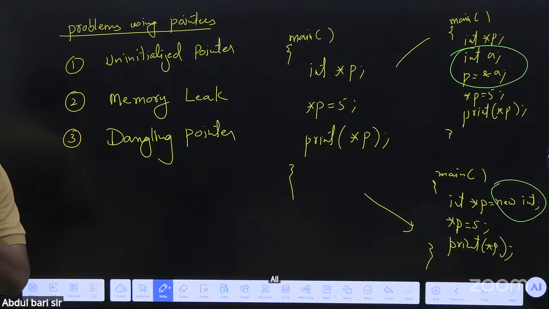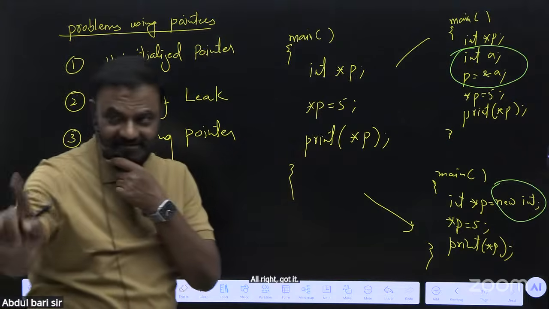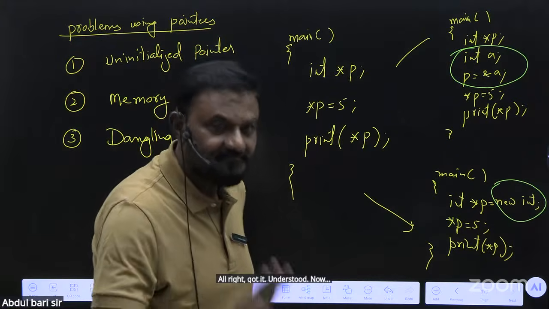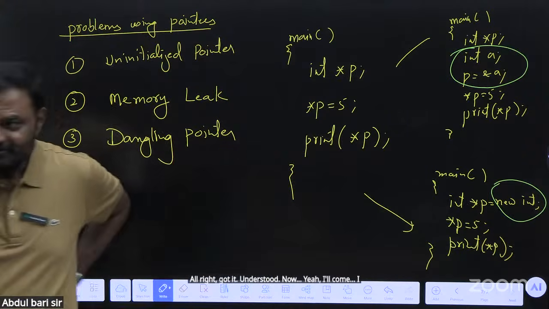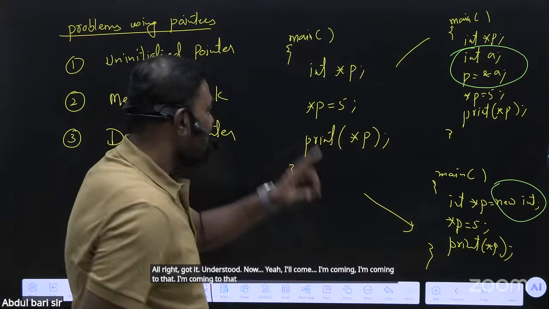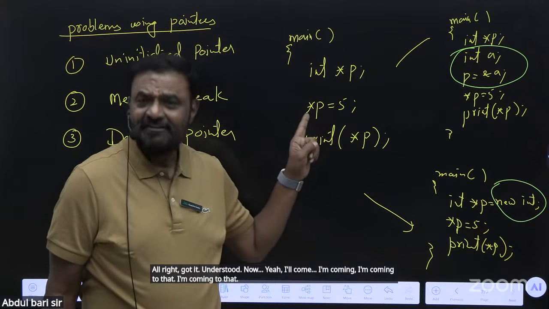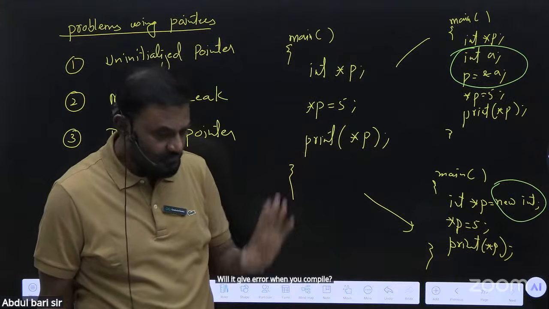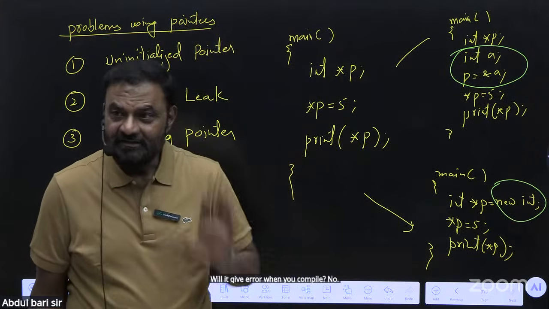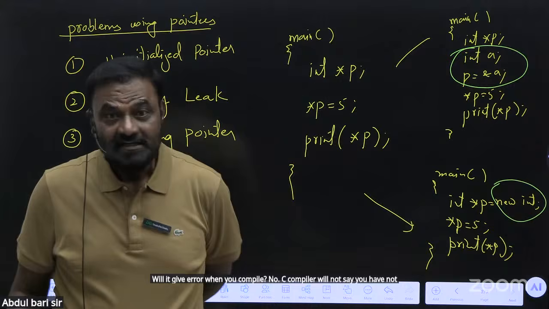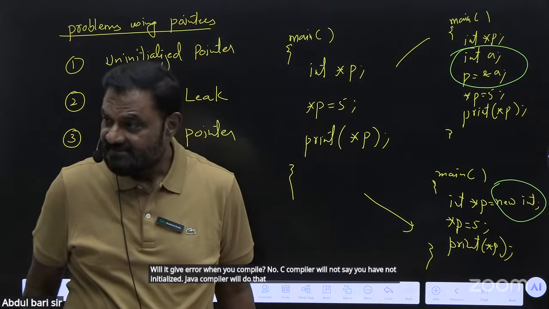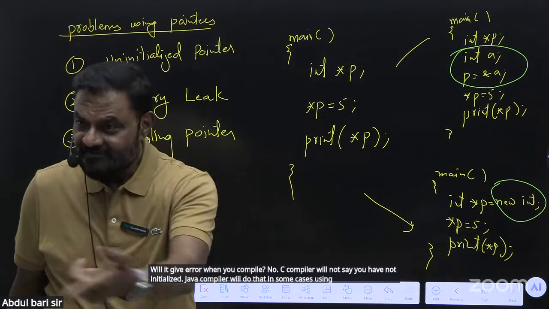All right. Got it? Understood? Yeah, I'll come. I'm coming to that. Will it give an error when you compile? No. The C compiler will not say you have not initialized. The Java compiler will do that in some cases, using uninitialized variables.